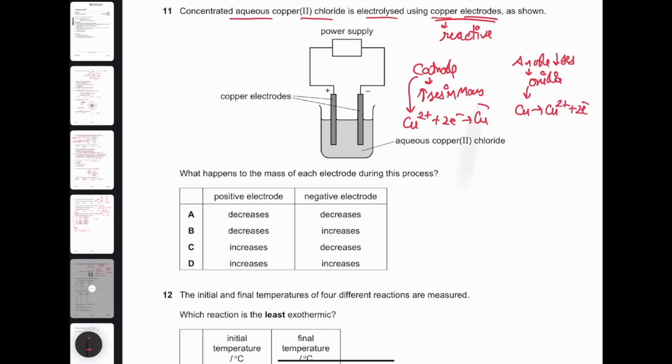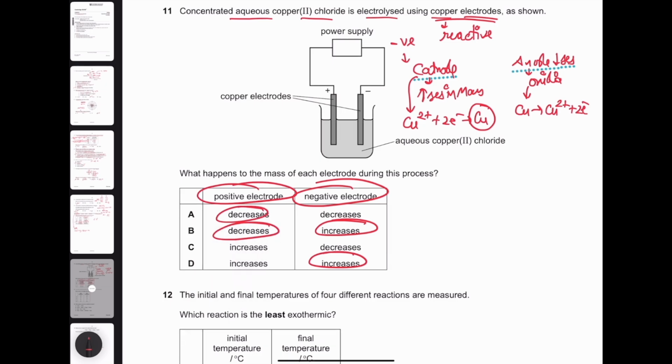But at the cathode, copper is being deposited, right? And the cathode is the negative electrode. So the negative electrode must increase in mass and the positive electrode must decrease in mass. So which answer is correct? B is the correct answer. You will find it in your notes. Just go through your course book. You will find the same there. The cathode increases in mass because copper is being deposited there. The anode decreases in mass because copper is getting oxidized. Copper is losing electrons. So the answer is B.